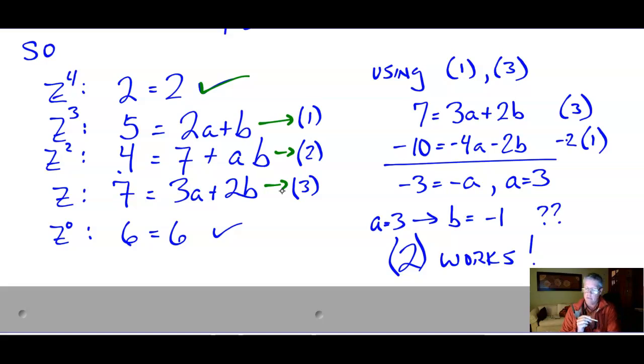Yeah, you tell the reader that I'm using equations 1 and 3. Now what I did is I just wrote equation 3 here, and here I multiplied equation 1 by negative 2. What for? Well, I'm all about that negative 2b, because when I combine those two equations, that goes away. I'm left with this: negative 3, negative a equals 3. I'm going to plug that back in and get b. I'm going to make sure it satisfies equation 2, and it does.